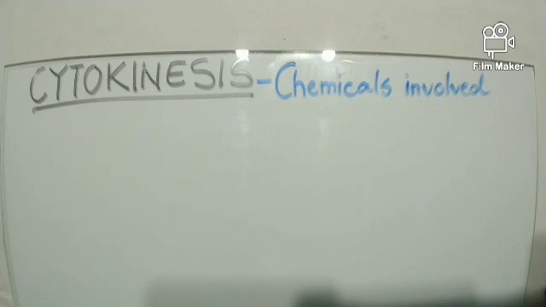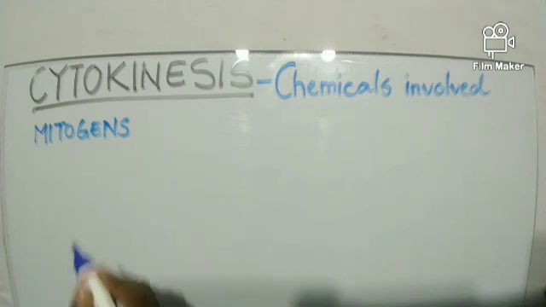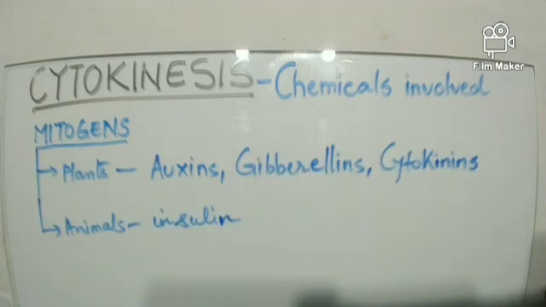Now let us talk about certain chemicals that are involved in cytokinesis, or that help in inducing mitosis. First of all, these chemicals that induce mitosis are termed mitogens. When we talk about mitogens present in plants, these are auxins, gibberellins and cytokinins. These are plant growth hormones which act as mitogens in plants. And when we talk about animals, the mitogen is insulin.